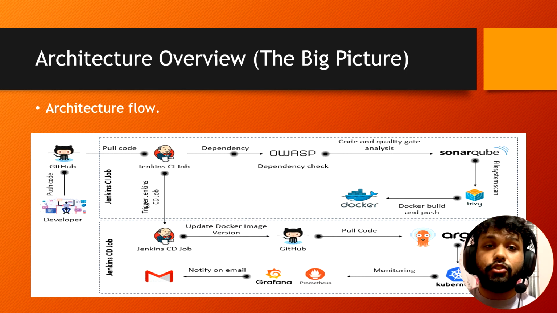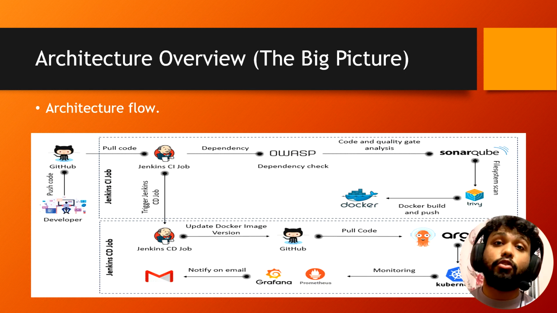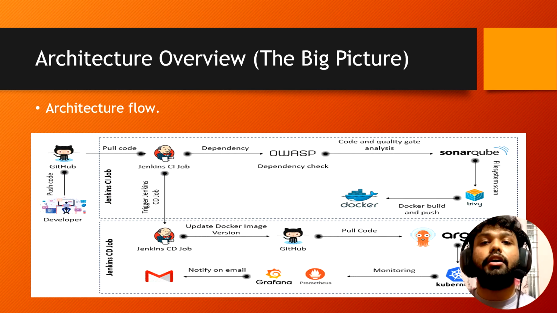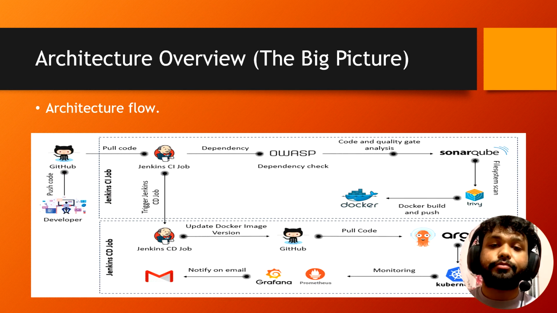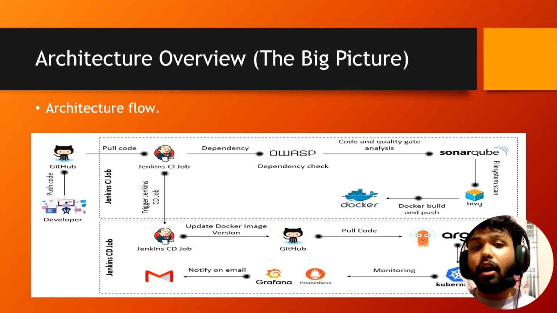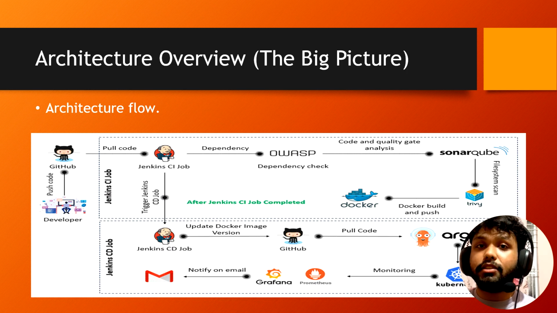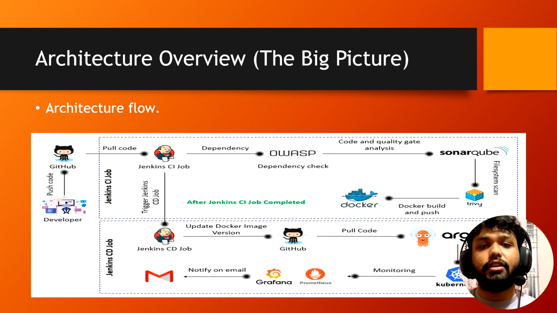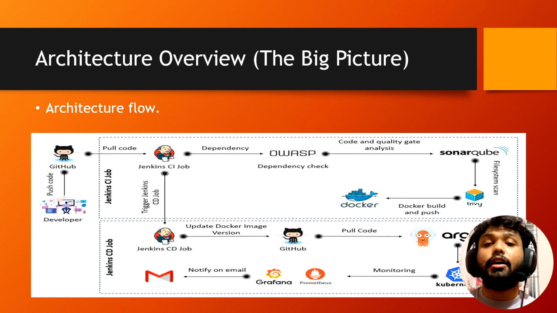Now this is the actual workflow. First, the developer will push the code into GitHub, and Jenkins pulls that code and starts a job called the CI job, which is the continuous integration job. Now from there we'll start the dependency check, which is done by OWASP. What it does is check the dependencies for our project.